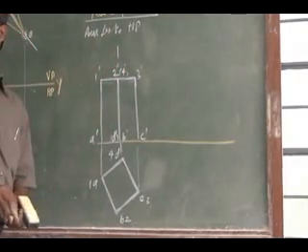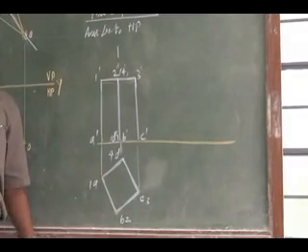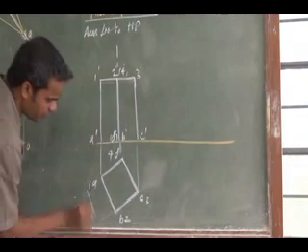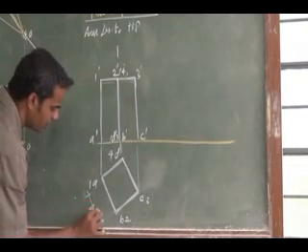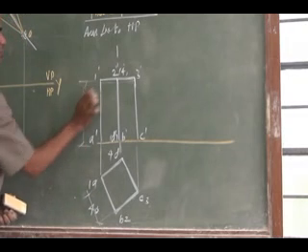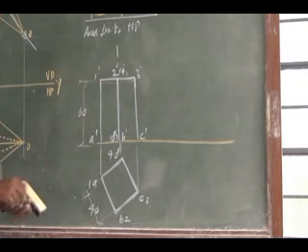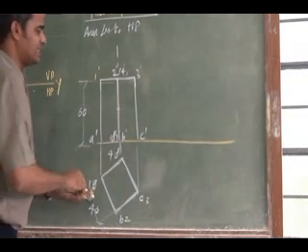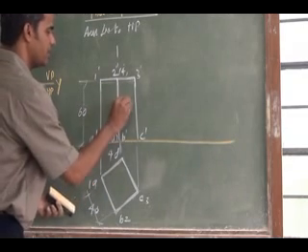So where do I have to mark the CG? CG for prisms will be exactly in the middle. So the size is, this is 40, this is 40, and this height is 60. So exactly in the middle, 30. So I have to mark my CG. So CG will be in the middle.